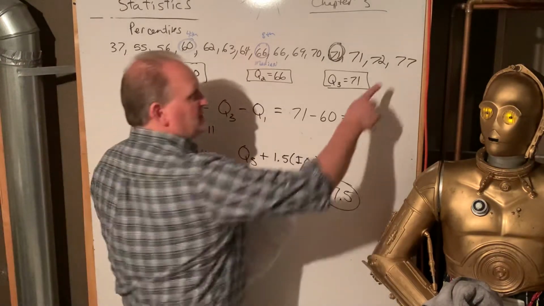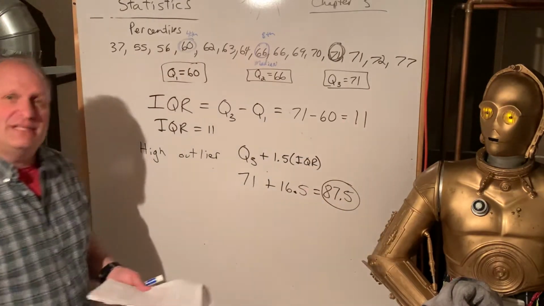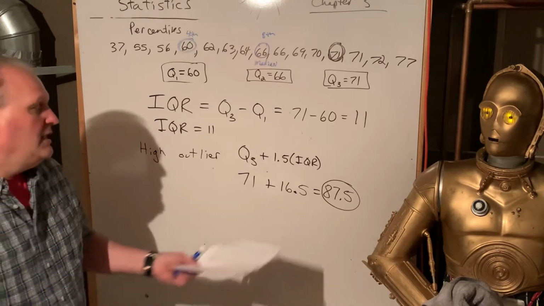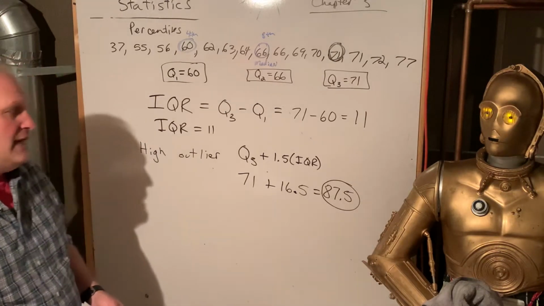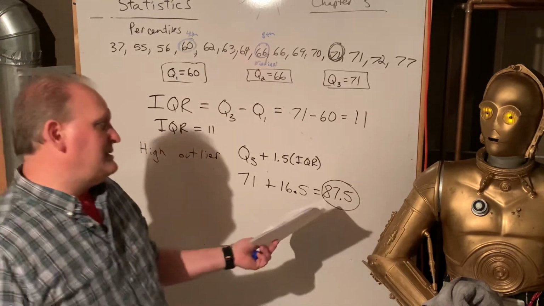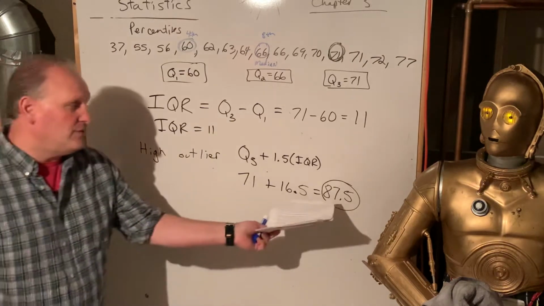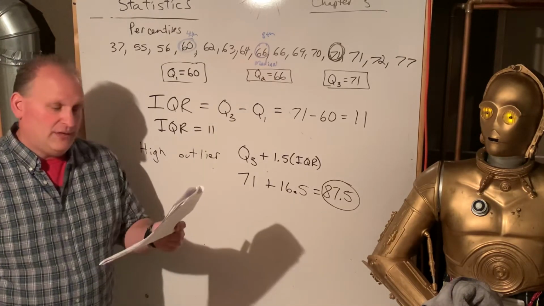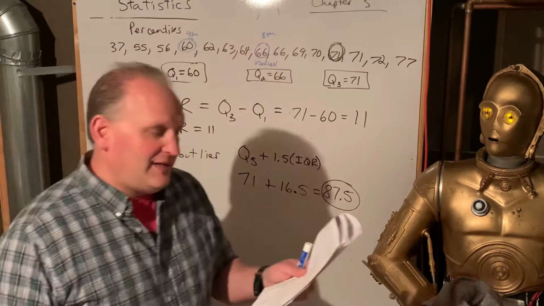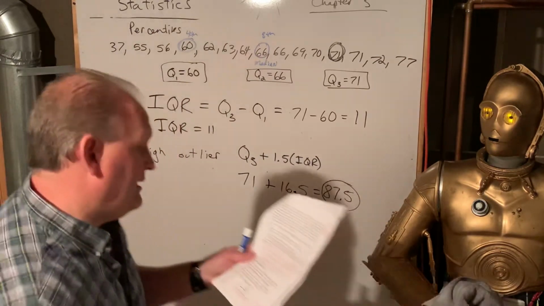Now, this data only went up to 77, but that one that I just made up, I said, oh, 89, that's kind of out there. That would have been an actual outlier. 83 would not. 86 would not. Heck, 87 would not be an actual outlier. But 87.5, anything above that is an outlier on the high end.